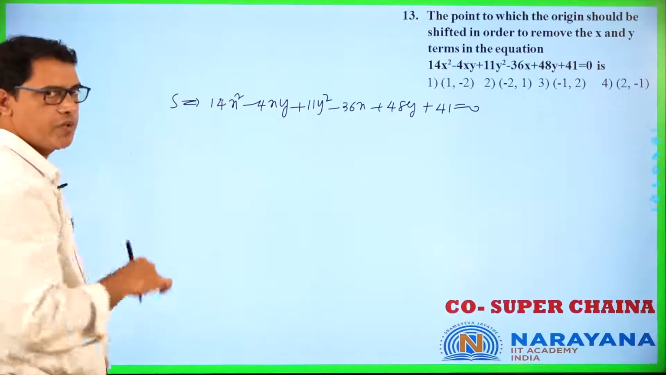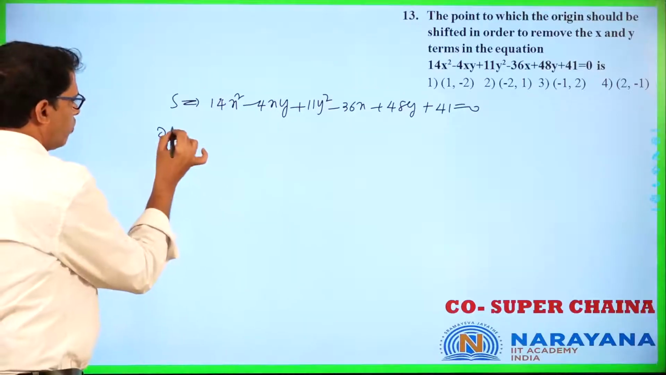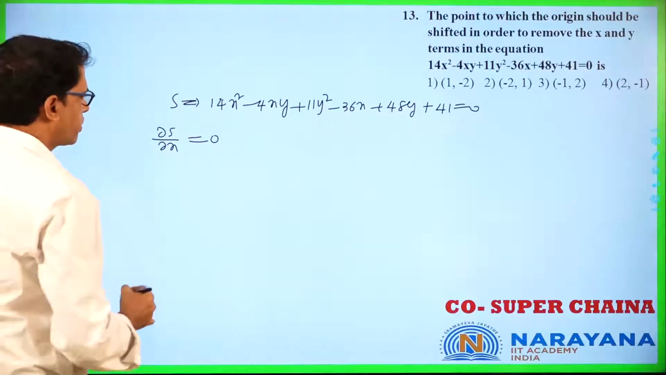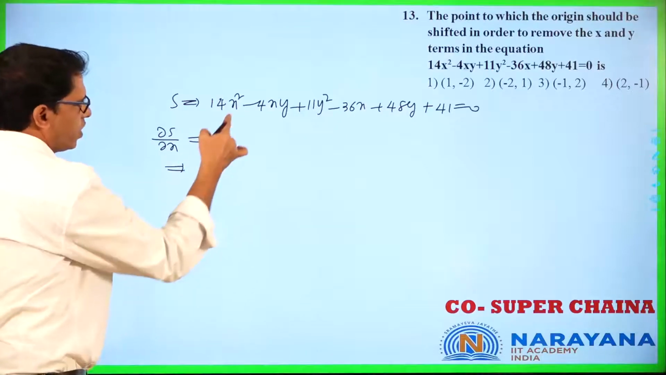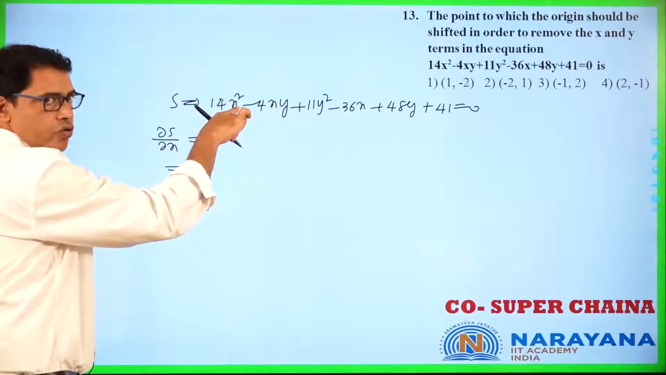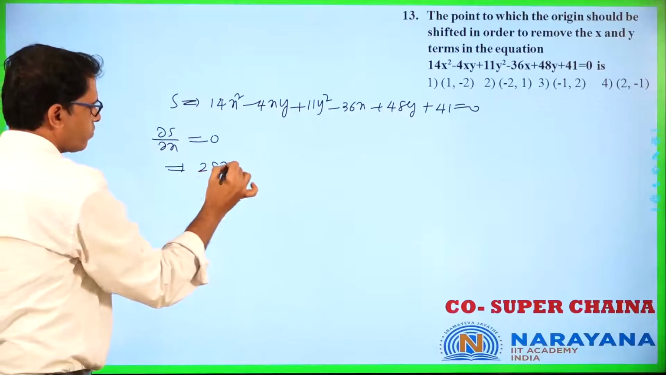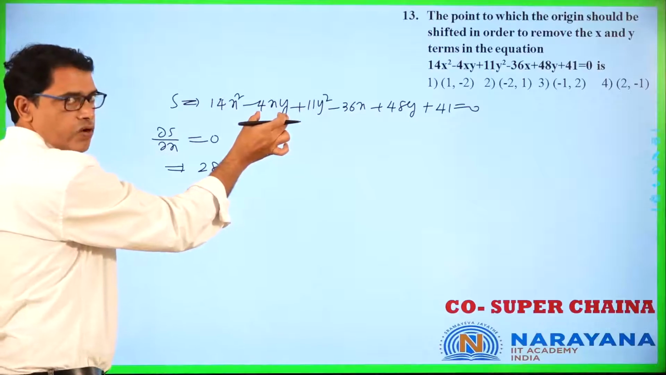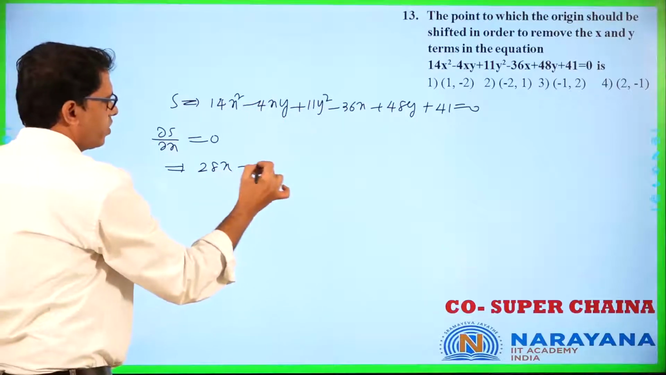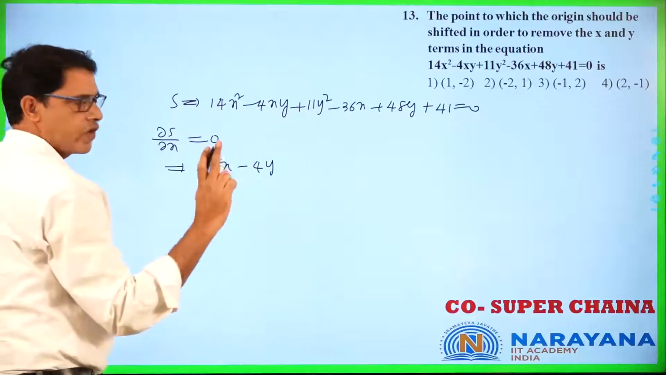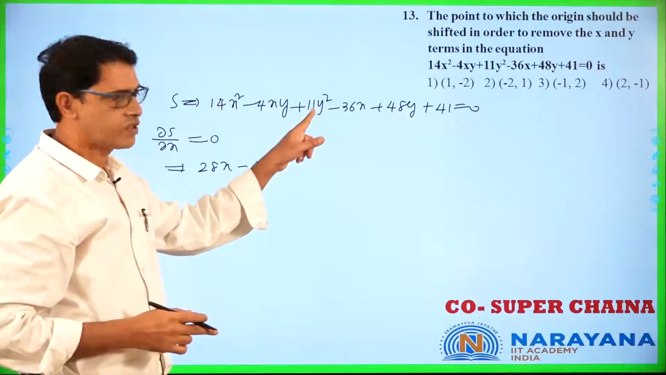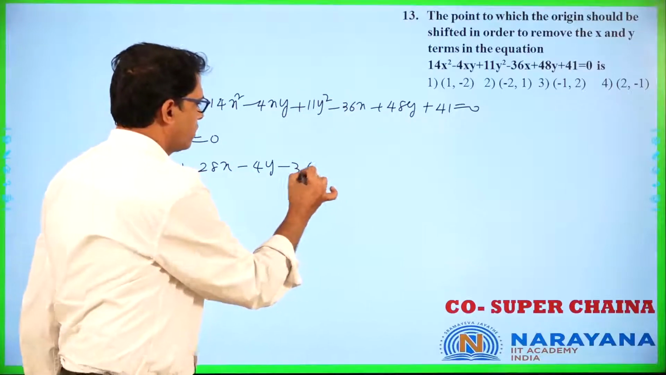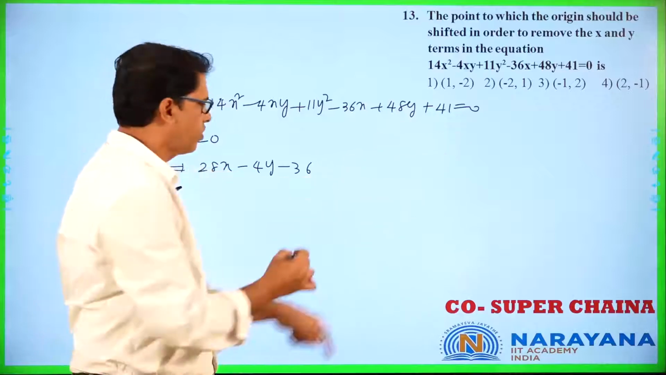Now differentiating partially with respect to x, so dou s by dou x equals 0. The derivative of x square is 2x, so 14 times 2 is 28x. Here 4y is constant, so this will be minus 4y into the derivative of x, which is 1. 11y square is constant, 0. 36 into x derivative 1, so minus 36. This will be constant, 0. So this is equation 1.